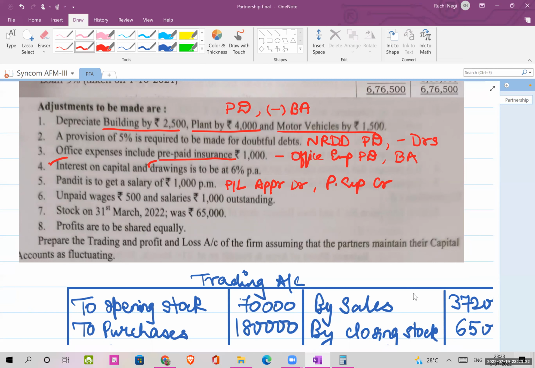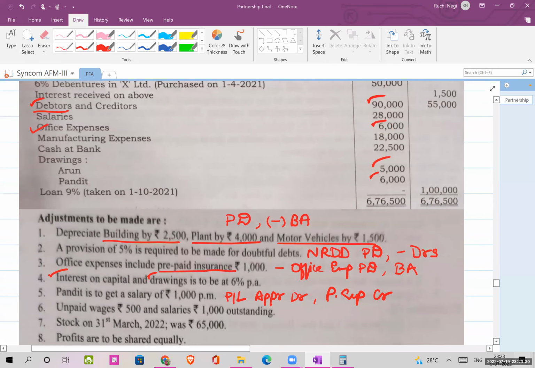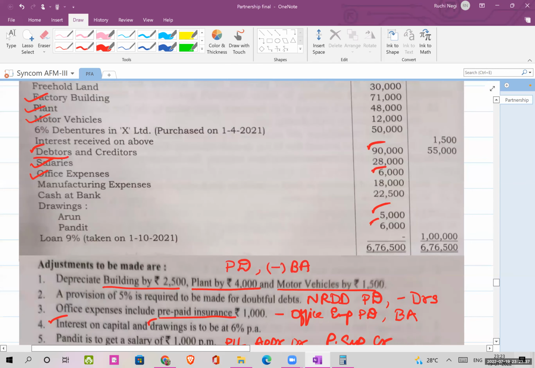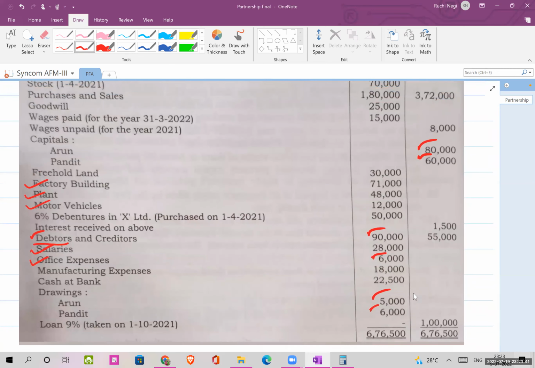Next, unpaid wages 500 and salary 1,000 outstanding. So let us put a tick mark on wages and salary. They both have an adjustment, salary as well as wages. Wages for the year is how much? This amount you will take is 15,000. So that 500 will be added here.